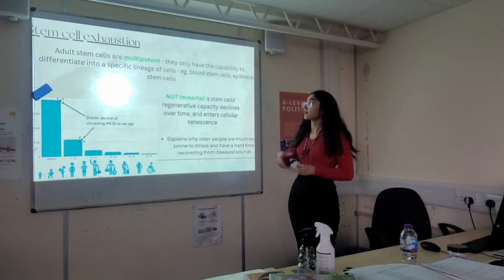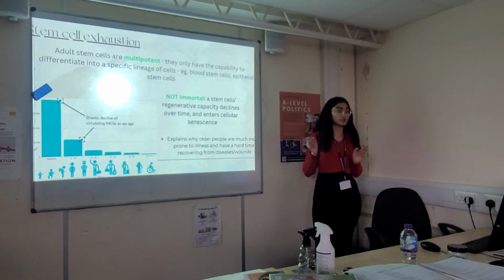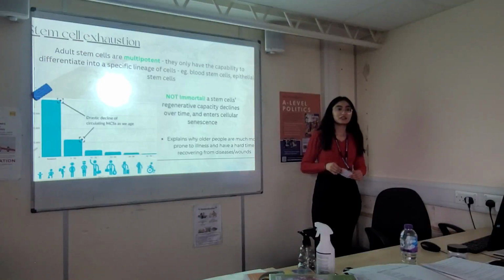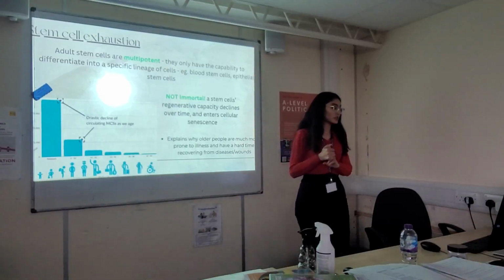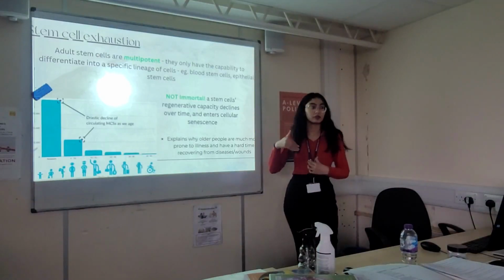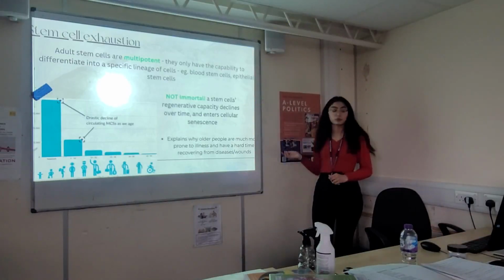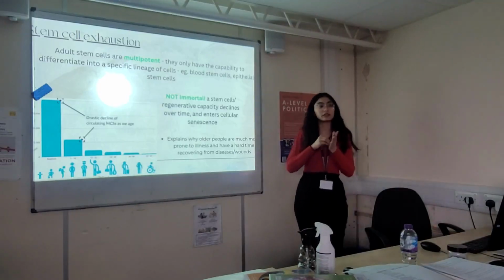So I've put one up here, but do any of you guys know two more potencies of stem cells? Yes. And then one more. Yes, pluripotent and totipotent are the other ones. So our stem cells from birth are really different to the stem cells that we have in our own bodies as adults. Our adult stem cells are multipotent, which means they have the capability to differentiate and specialize into a very specific lineage of cells.